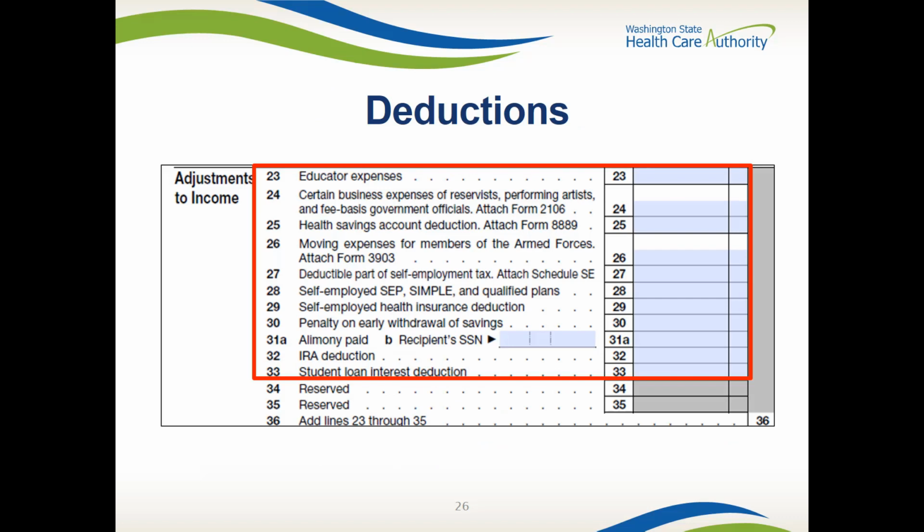Deductions are listed on lines 23 through 33 of Schedule 1 IRS Form 1040. On the next few slides, we will give a brief overview of each of the allowable deductions, starting with the most common we see with Apple Health eligibility.